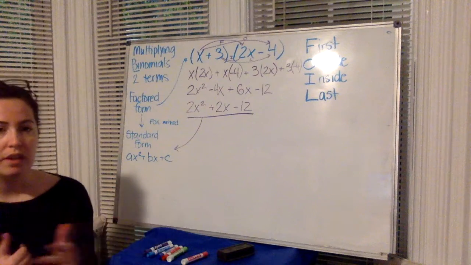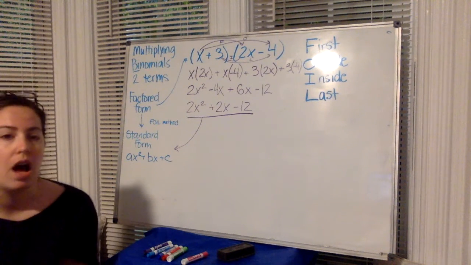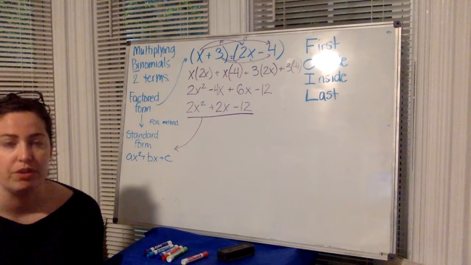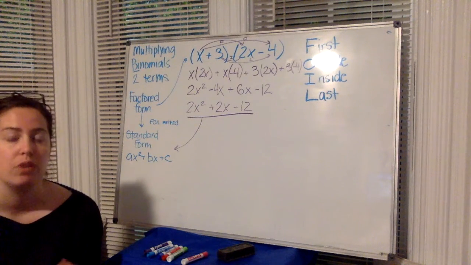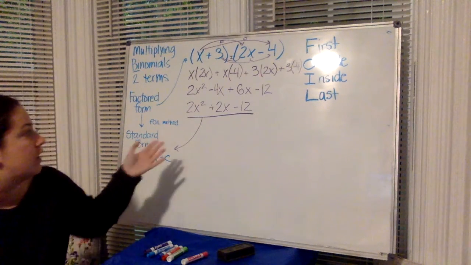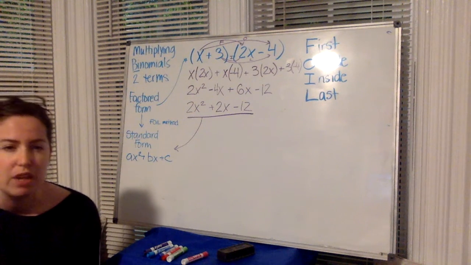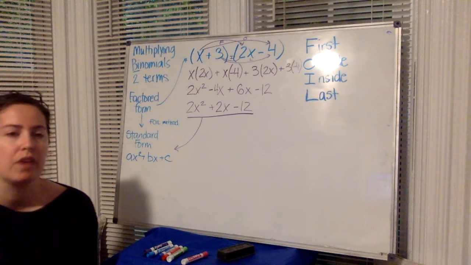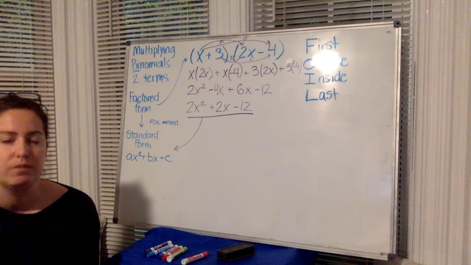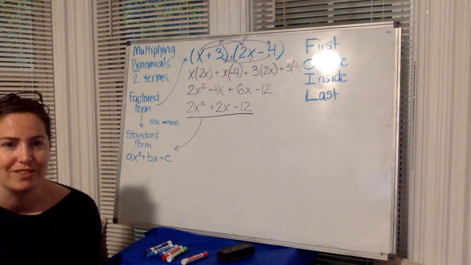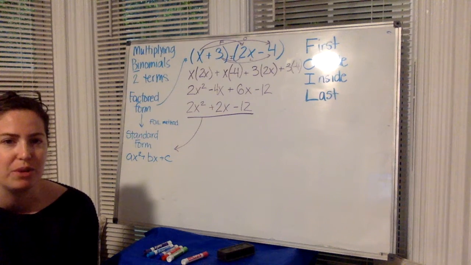Factored form tells us some things about our graph when we graph them. They tell us about our roots or our zeros, which we'll learn about when we graph quadratic functions. Our standard form also tells us some of the direction about our parabola, which we'll also get into when we graph quadratic functions. If you have any questions on FOIL, please check in with me.